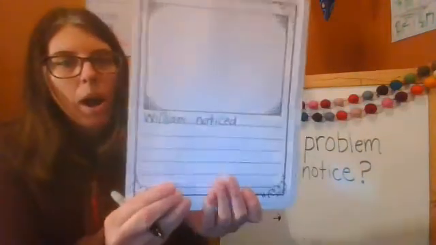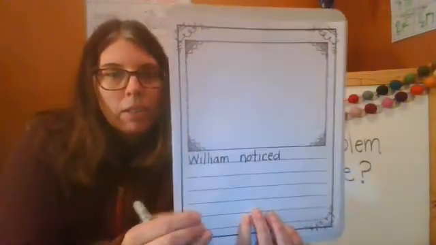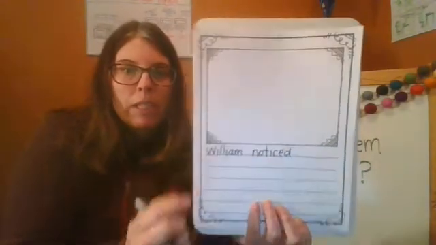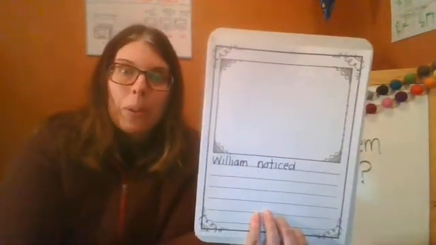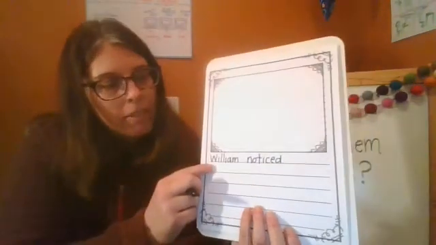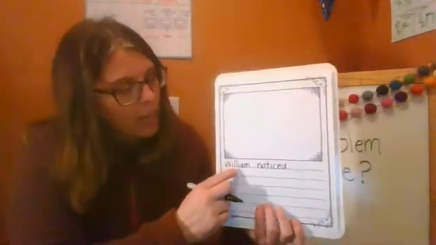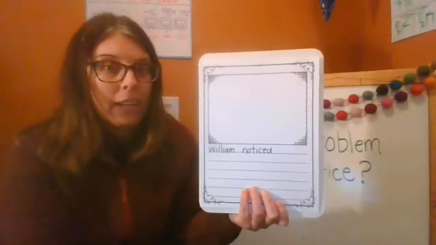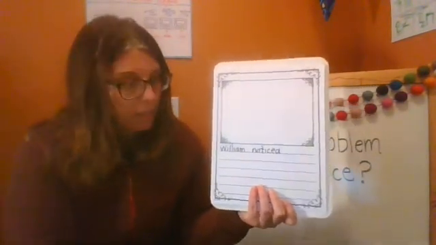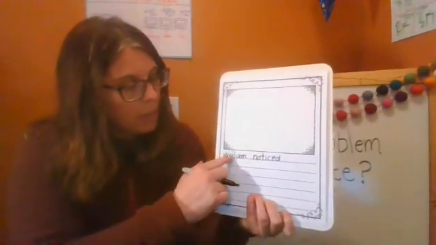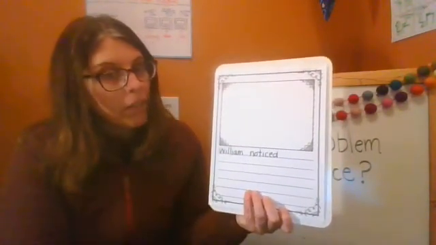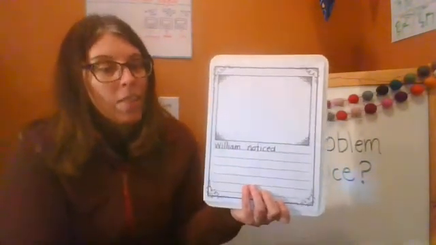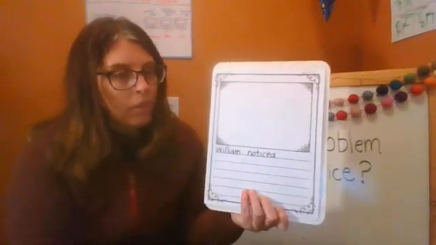And if you want to pause me to get this word noticed, you can. And what you can do is you're going to put your person. So I'm going to use an example. Like I know Caden is studying Frederick Douglass. So Caden might write, Frederick noticed. Okay? So whoever you're studying, you're going to put their name here. Okay? Emmett's doing Leonardo da Vinci. Leonardo noticed. And then you'll write the problem they noticed.